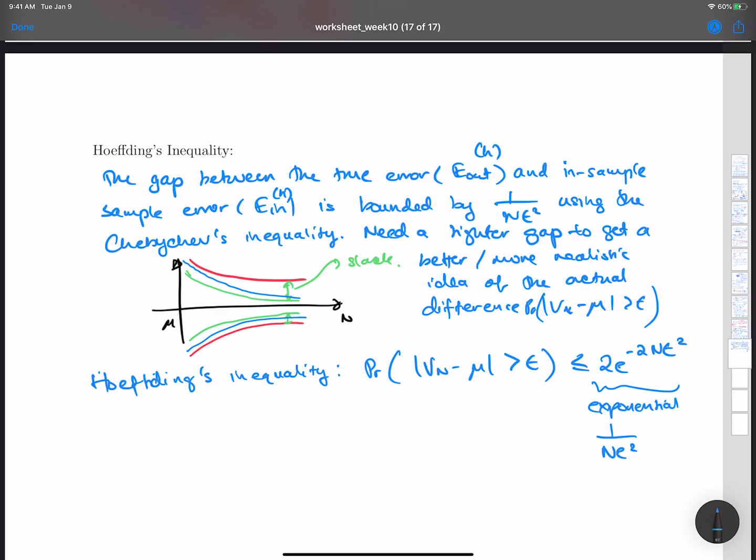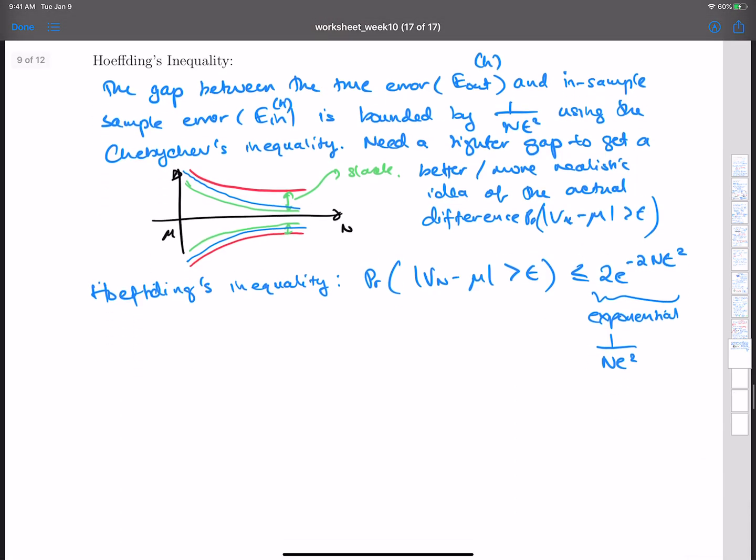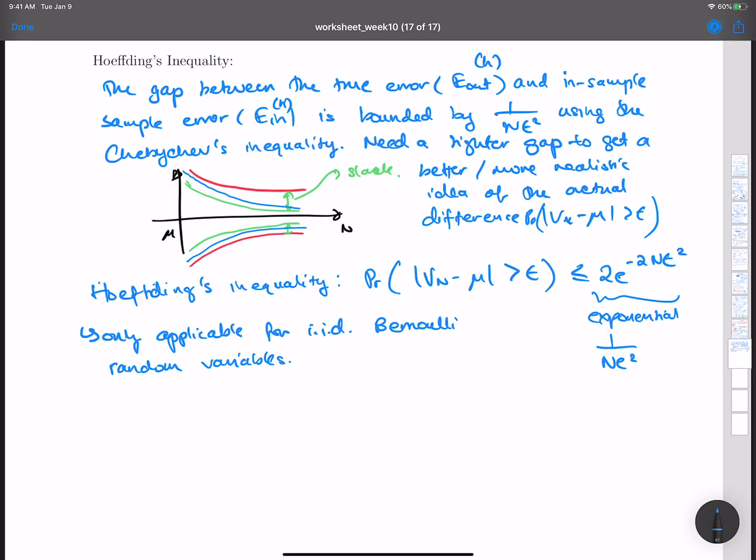But how do you actually apply it? There are some conditions. Hoeffding's inequality is only applicable for IID Bernoulli random variables. So we make the assumption that we're fixing the hypothesis. When you fix the hypothesis, that means there's no dependency on the data that you're drawing. So in that case, this IID assumption works.